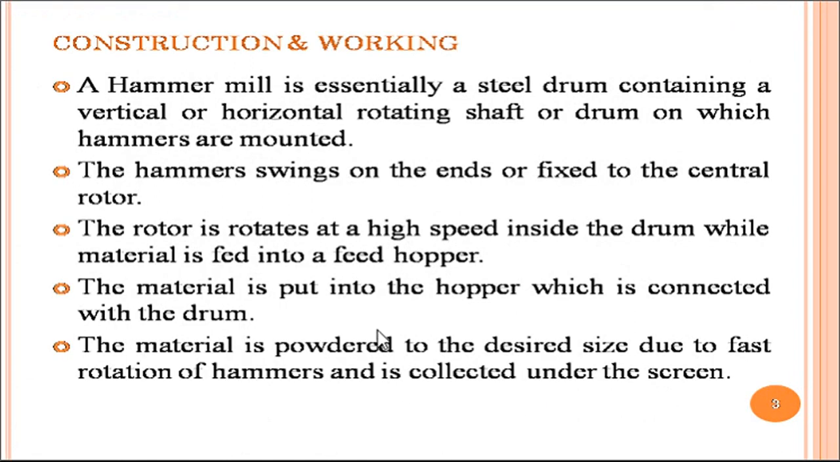So it is nothing but the chamber within which the material is processed. The main kind of impaction done in this hammer mill is that material is thrown within the radial axial feed chamber. The material is put into the hopper which is connected with the drum, and the material is powdered into the desired size due to the fast rotation of the hammers and is collected under the screen.